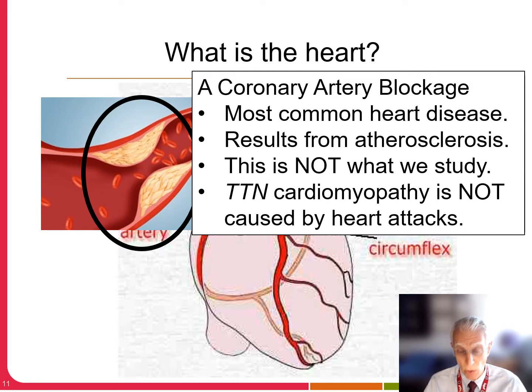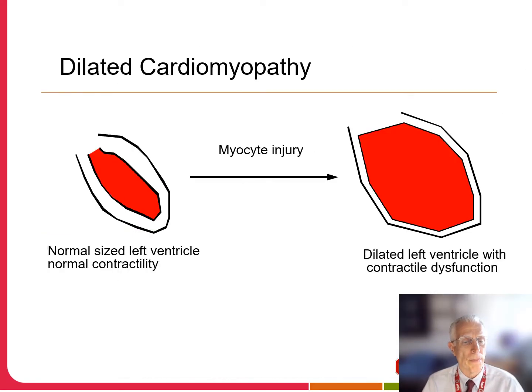And the answer is no. I'll come back to Titin, of course, for you through the talk. So dilated cardiomyopathy, again, we consider it a normal-sized left ventricle. The left ventricle, again, the major chamber that does most of the work, with some myocyte injury, could be heart attack, could be genetics. The heart muscle, the left ventricle dilates up, tends to thin out, and has contractile dysfunction.